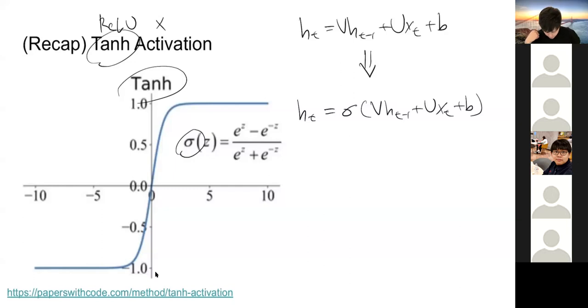Exactly, that's right. So it's a very simple transformation we're adding to the RNN, but this is very important to make the neural net appropriate for nonlinear relationships between the input and the output. Okay, so that was the recap.